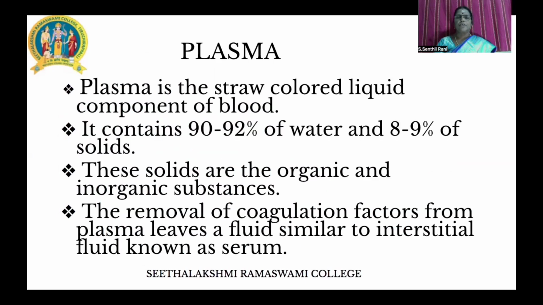Plasma. Plasma is a straw-colored liquid component of the blood. It contains 90 to 92% of water and 8 to 9% of solids. These solids are either organic or inorganic substances. The organic substances are glucose, protein, lipids, and amino acids, and some nitrogenous compounds such as urea and uric acid. The inorganic substances include potassium, chloride, magnesium, phosphate, bicarbonate, etc. The removal of coagulation factors from the plasma leaves a fluid similar to interstitial fluid, known as serum.